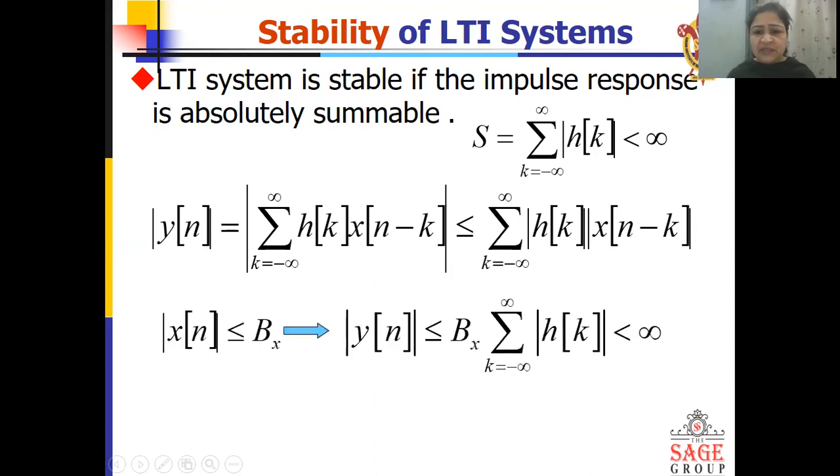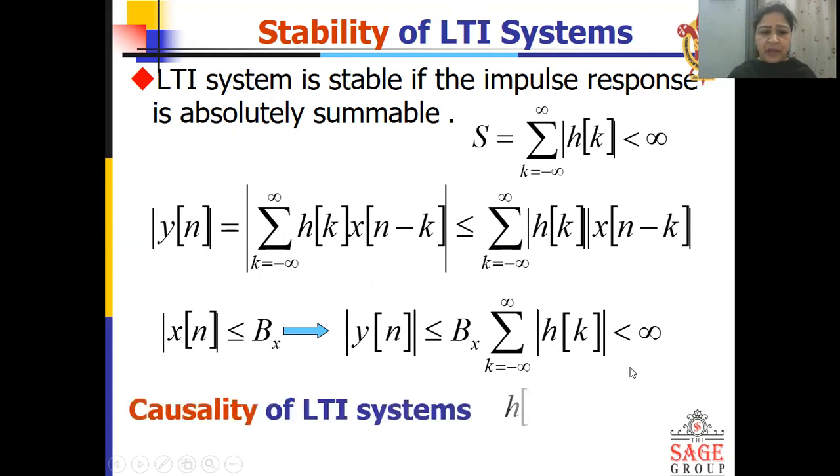Now, suppose the input signal is bounded. That means absolute xn is less than or equal to some finite value bx. Then the absolute value of yn will be less than or equal to bx times summation of absolute hk, because the value of xn minus k is also bounded by bx. Now, we know bx is a finite value. If yn has to be finite, then this summation should be finite. That means summation k equal to minus infinity to infinity of absolute hk should be less than infinity. So this is the condition for any discrete time system to be stable.